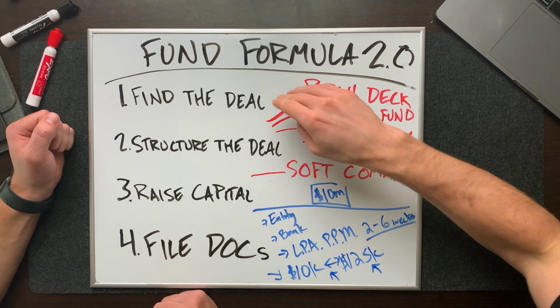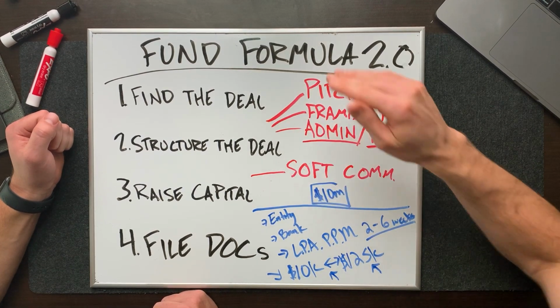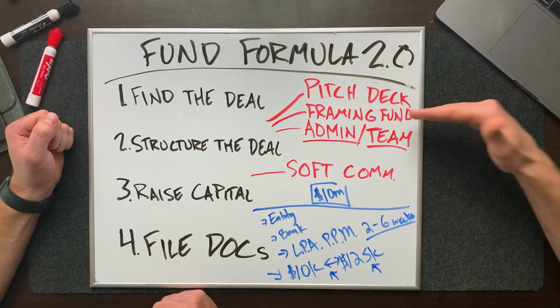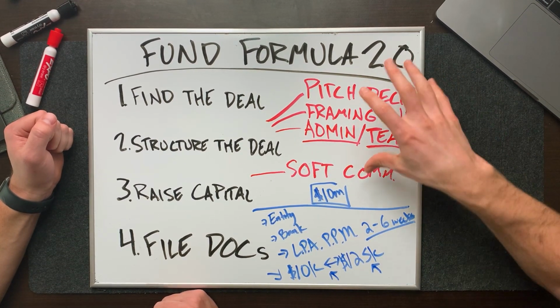So again, to recap on everything we talked about, step 1, finding that deal is so crucial, okay? Getting that pitch deck, that framing, that team, that admin all together on the first step is crucial, and you'll iterate and change this over time, and that's okay. I want to add something there. You may be wondering, what if the deal is time sensitive? What if I'm going to miss out on this deal? That's okay. If one deal passes you by, then it's not the worst thing in the world.